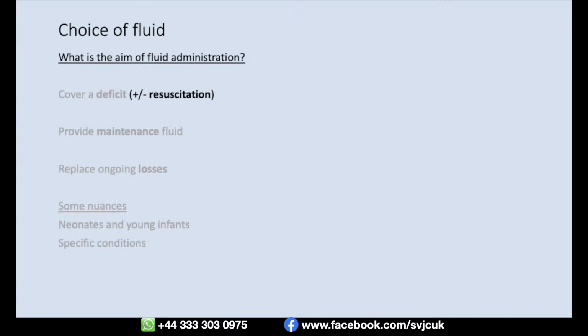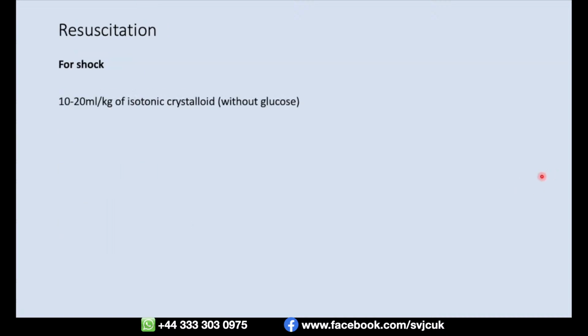So we start with resuscitation fluids. Really, this is going to be an isotonic crystalloid, so normal saline or a balanced crystalloid without glucose, and 10 to 20 mils per kilo, and that's how you would treat shock. The caveat is if it's hemorrhagic shock, we're going to treat that with blood products, but we'll talk about that a little bit later. So for shock, if you want to give a fluid bolus, 10 to 20 mils of an isotonic crystalloid, and always without glucose.